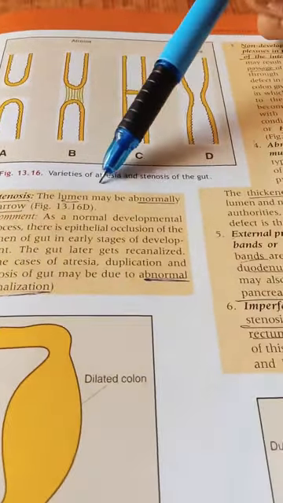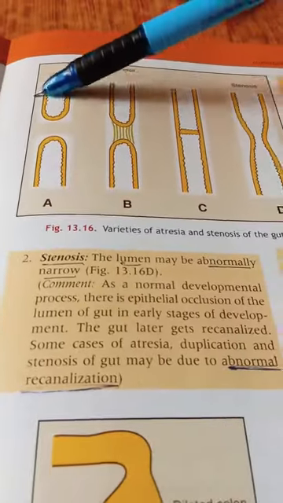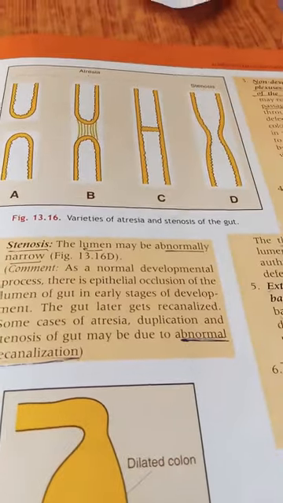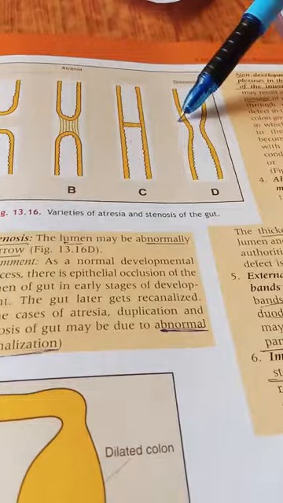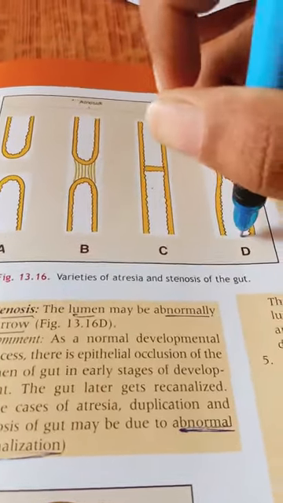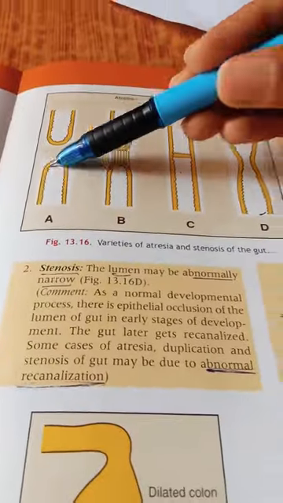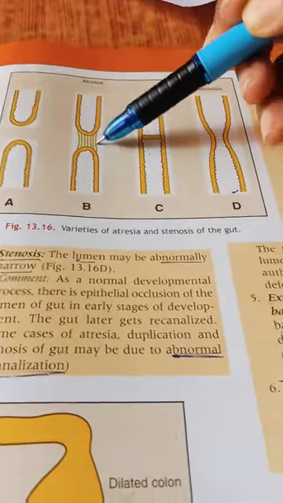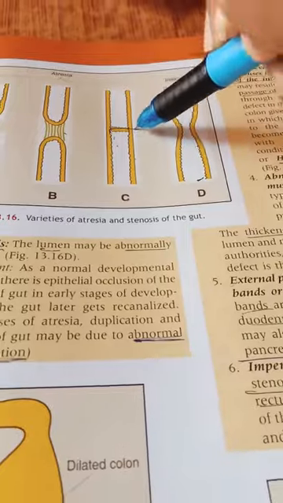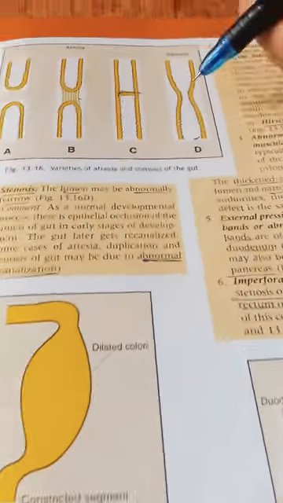So varieties of atresia and stenosis, you can see here. These three are atresia. Stenosis means narrowing. Then what is atresia? Atresia means the lumen is obstructed by any means. So you can see it is cut off and obstructed. Here some fibrous tissue is formed. Here only a septum is formed. And you can see this is stenosis, narrowing.